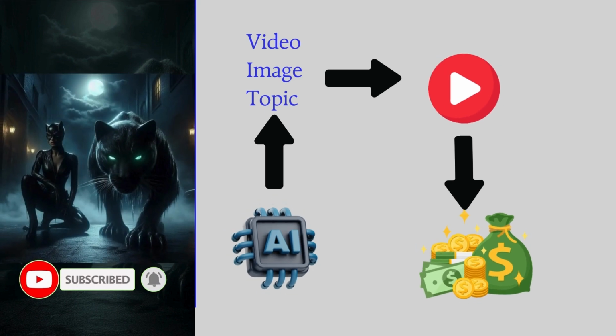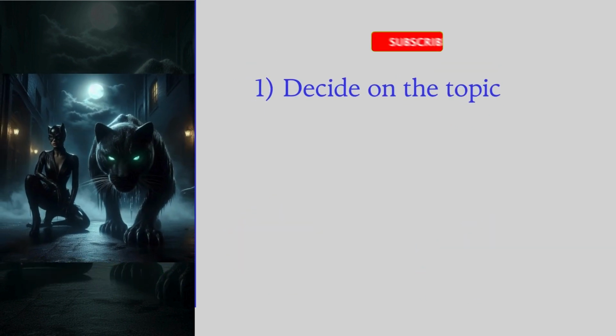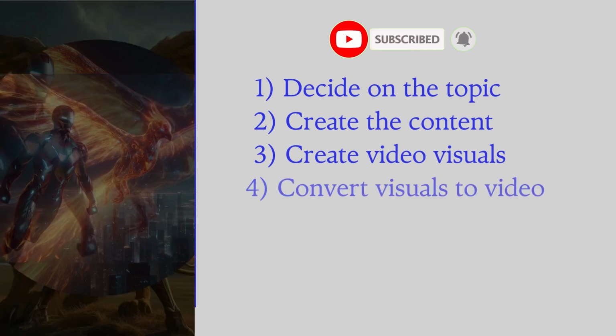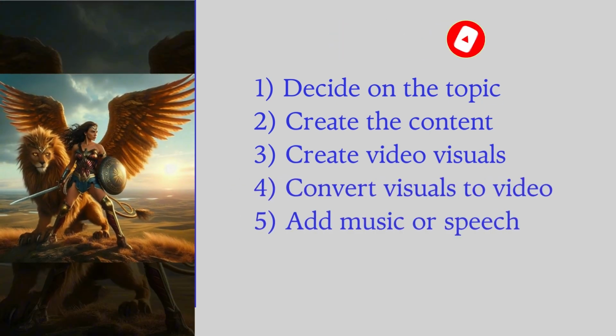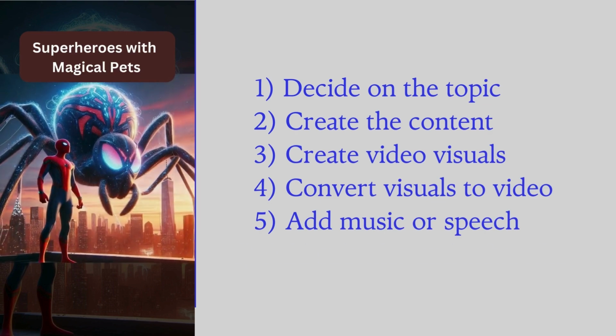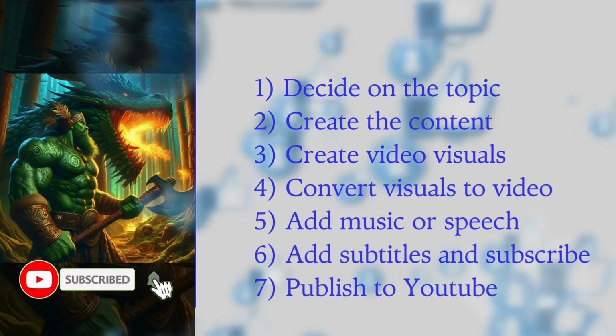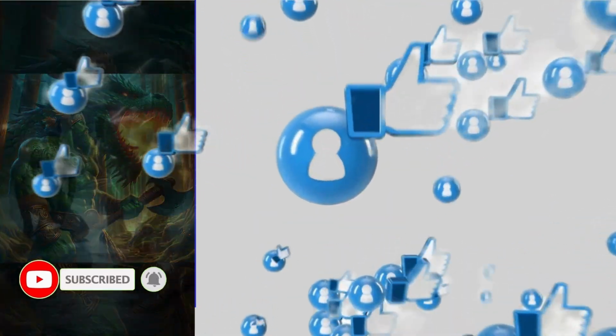Let's start to create video step by step. First, we need to determine the topic. Then, we need to create visual text according to this topic. We must convert these texts into images using artificial intelligence text to image applications. Finally, we can create video using these images, which will eventually get thousands of likes on YouTube.